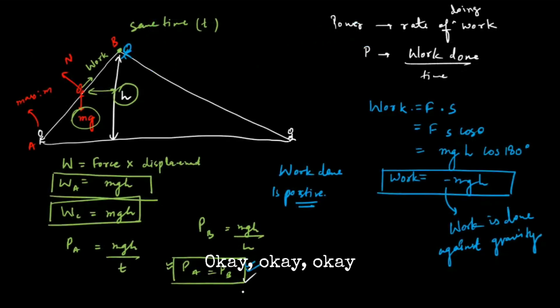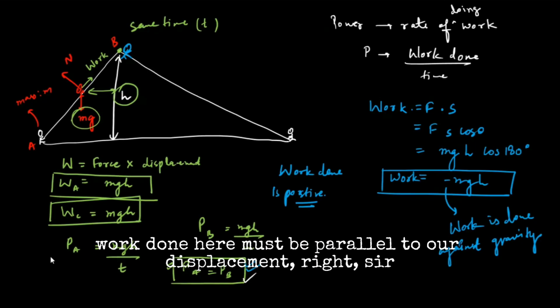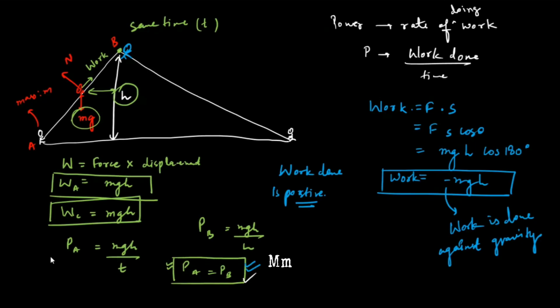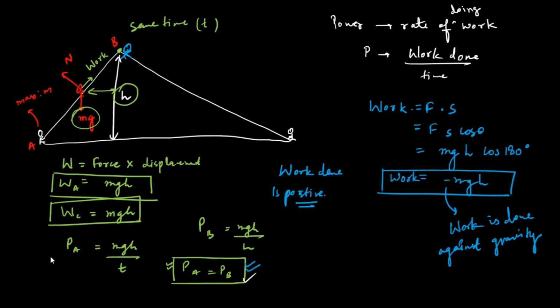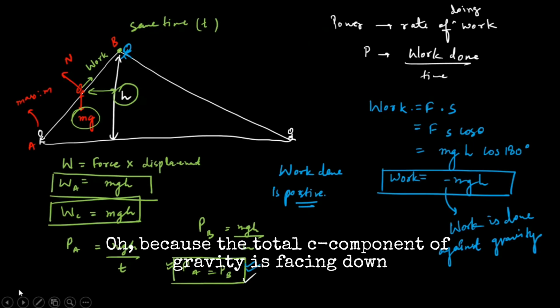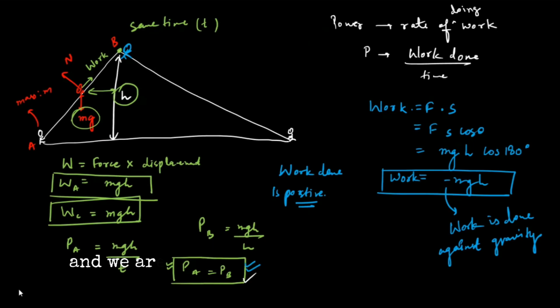Can you go back? So then the work done here must be parallel to our displacement, right, sir? Then in this case, when we are going up, gravity is doing work against us, a component of it, mg sin theta, right? So how do we calculate the work that we are doing when we're going up? Why is it mgh then? Because the total component of gravity is facing down, and we are going parallel to the height, right, sir?